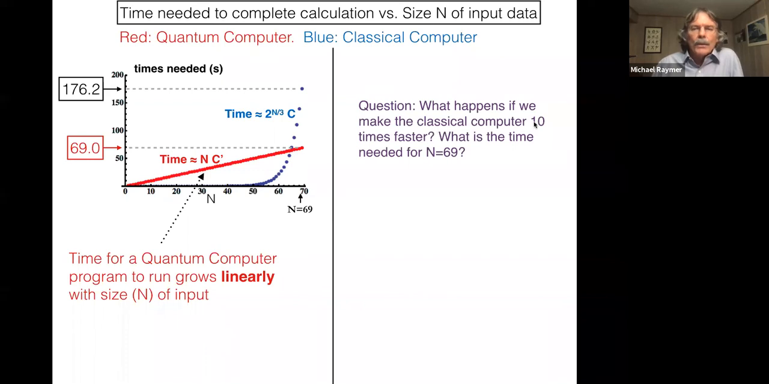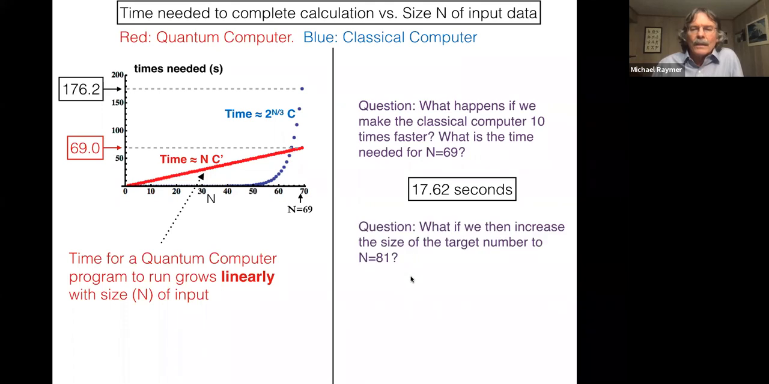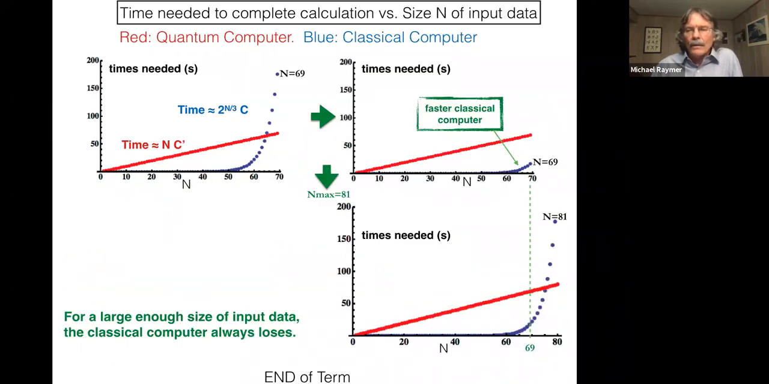Right. If we make the classical computer 10 times faster, it doesn't help. Instead of 176 seconds, it takes 17 seconds. But now we just increase our target number to 81. So we're up here at 70. See, it takes 176. So we increase our classical computer speed. So now it's 17. So now the classical computer drops down to here, and it beats the quantum computer, which would take 69 seconds. But now we just increase our number to 81 digits. And the time for 81 is now here. So here's 81. And now the quantum computer wins because the classical computer takes a lot more time. And like I said, you could keep playing that game.